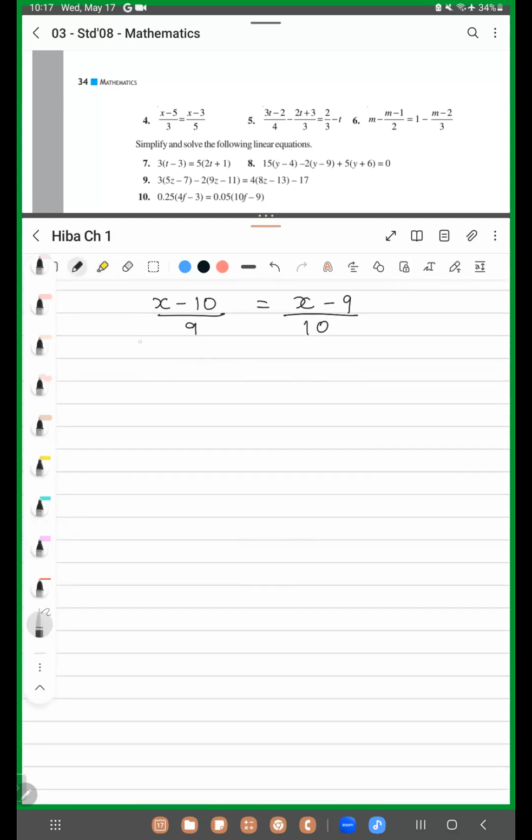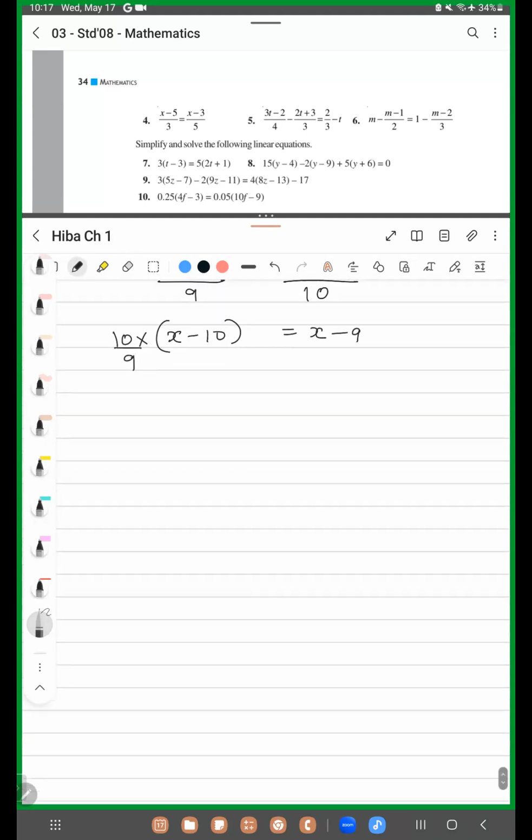So it will be multiplied. 10 multiplied by x minus 10 by 9 is equal to x minus 9. So then to keep the denominator clear, we will do the same there as well. Isn't 9 being divided by the whole term or just by 10?